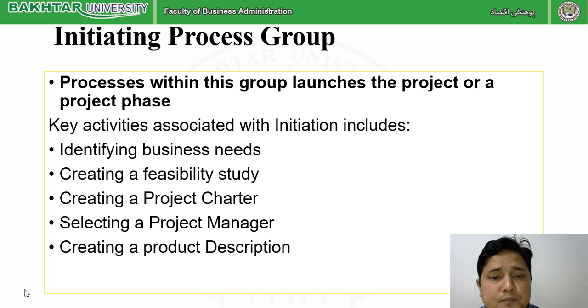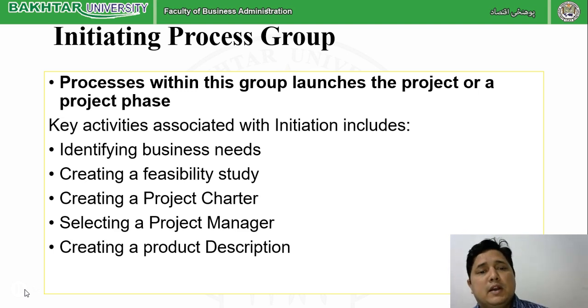Feasibility study means, okay, this is my need, but whether it is feasible, whether it is possible, whether if I do this, it is going to benefit me. This type of study is also done in the initiating process group.